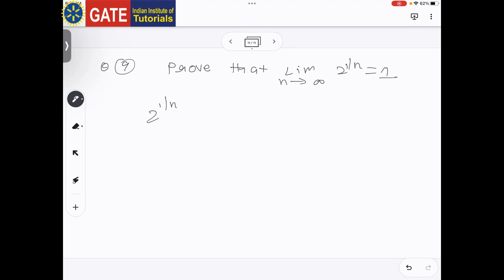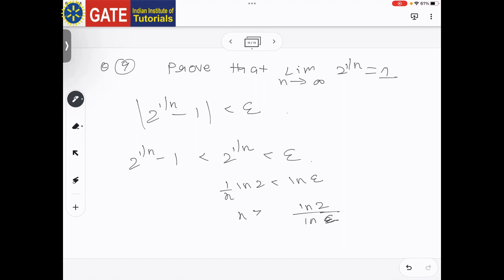So modulus of 2 raised to the power 1 by n minus 1 is lesser than epsilon. Sir, in this we can write that 2 raised to the power 1 by n minus 1 is less than 2 raised to the power 1 by n, which is less than epsilon. Then we take log on both sides. So 1 by n ln 2 is lesser than ln epsilon. Then n is greater than ln 2 by ln epsilon. Fine.